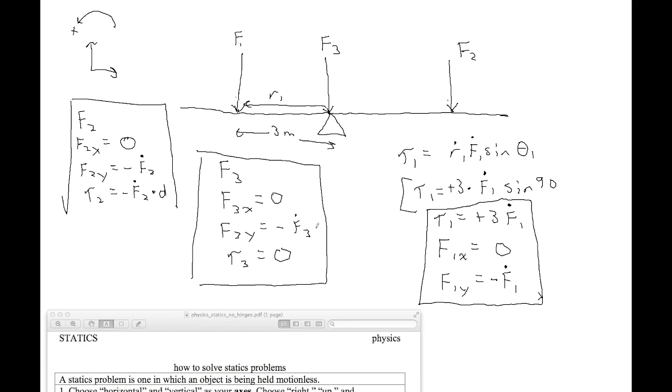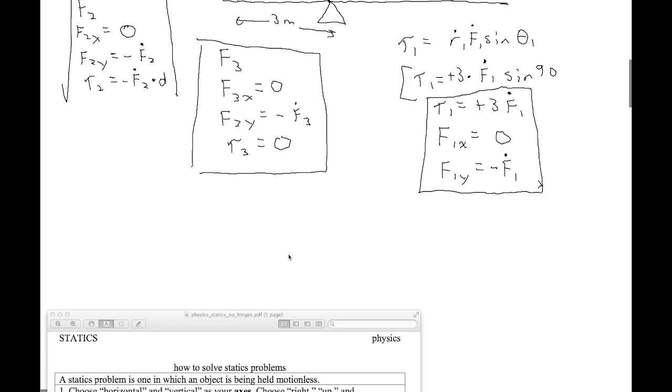All right, so that's a basic review of a lot of the different types of torques you might have to find. And let's just start working on some problems here then, some statics problems. Okay. So let me give you this problem.